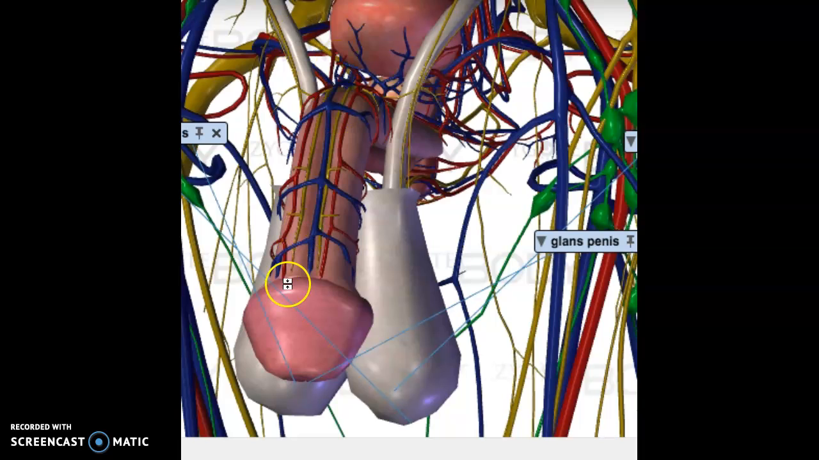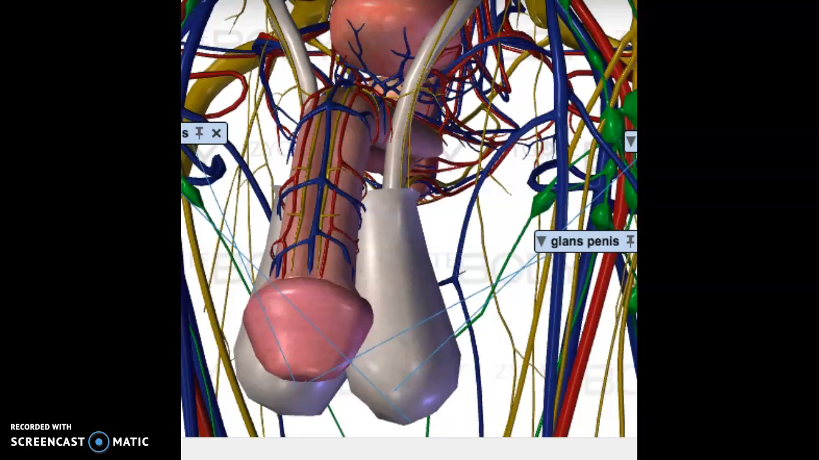The penis here consists of a root, a body, the glans penis, and the prepuce. The prepuce may be removed shortly after birth in what we call circumcision. We have learned recently that circumcision actually helps lower the risk of getting things like urinary tract infections, HIV, or other diseases like that. So circumcision seems to be a pretty good idea.